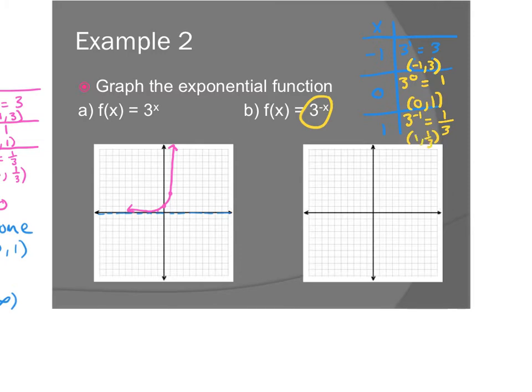1 comma 1/3. So now on our graph, we're going to go to the left 1 and up 3. Plot our first point. Then we stay at 0, go up 1. That's our second point. And then we go to the right 1 and go up 1/3. Our graph is going to look like this.